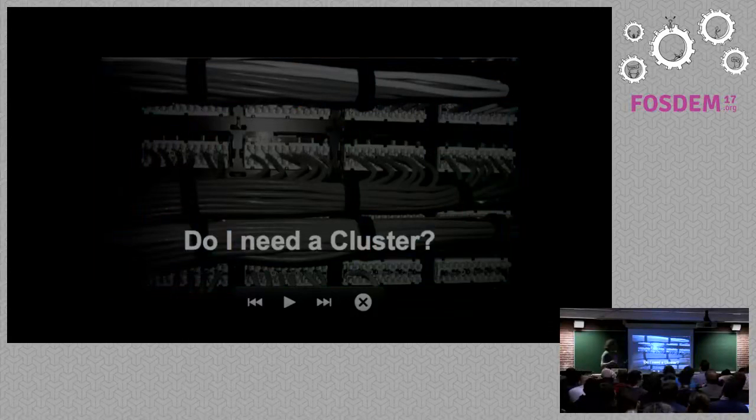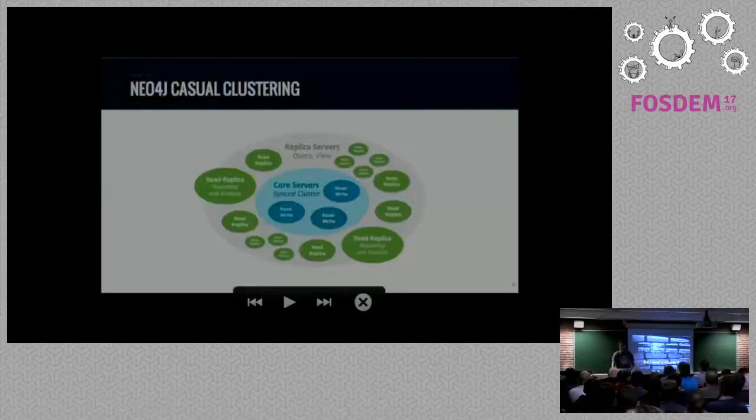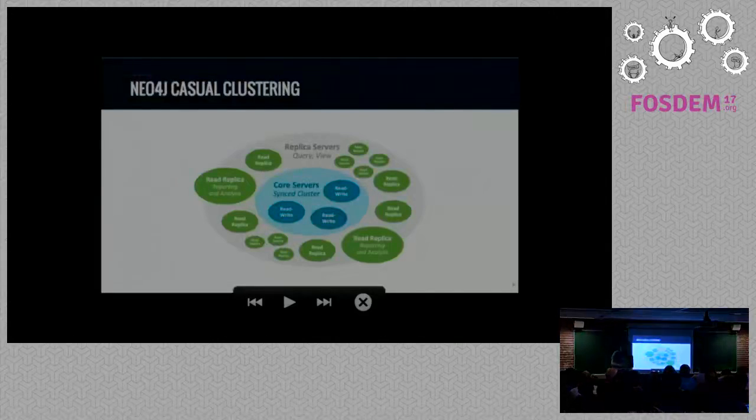And first question, do we actually need a cluster? Neo4j also runs decently on one box. We can already do quite large graphs in a single box. And the cool thing about Neo4j is that we can cluster for both high availability, but also for those replica servers where we have read replicas for specific use cases.